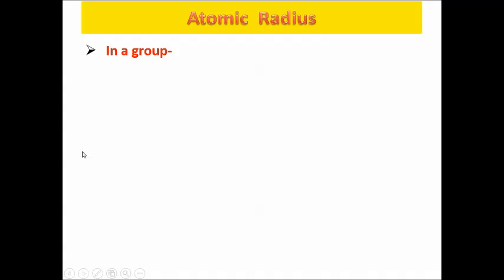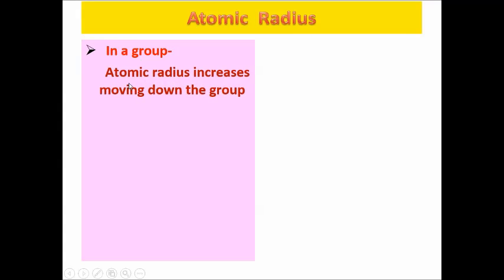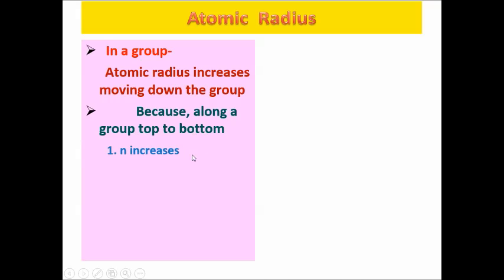And the trend, when we see in a group: the atomic radius increases down the group, because along a group from top to bottom, n increases. What is n? The number of orbits increases, as well as Z increases. What is Z?